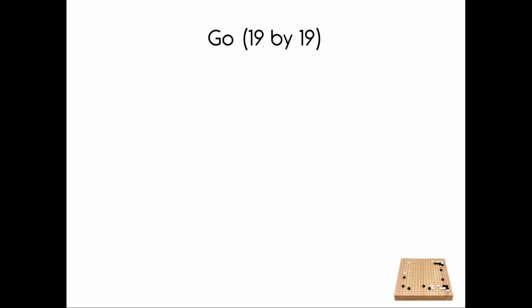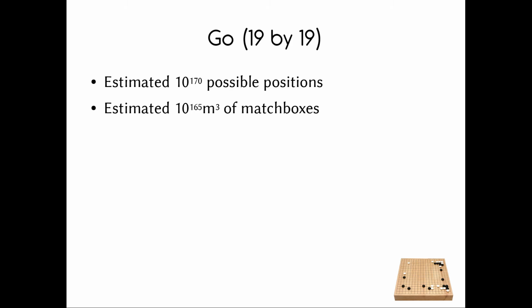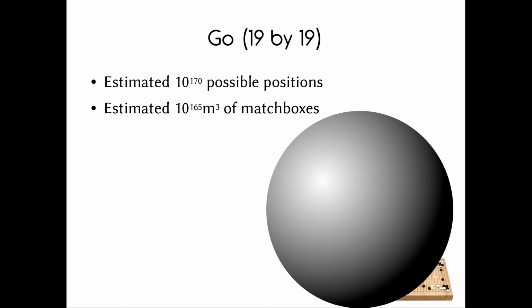But the interesting one from machine learning's point of view is Go, because this is the one that was beaten recently. So Go, if you haven't played Go, it's a really, really good game. And it's estimated that there's about 10 to the power of 170 possible positions in Go. Which, if you were to make a matchbox for each one of those positions, that's going to be 10 to the 165 meters cubed of matchboxes. So again, let's put them in a big sphere. And the observable universe is like the tiniest part of a pixel in the middle. You can actually fit 10 to the 27 universes side by side along the radius of this sphere.